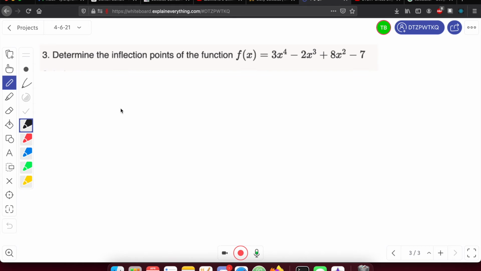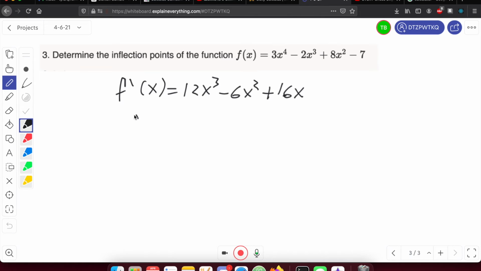Question 3. Determine the inflection points of the function f of x equals 3x to the fourth minus 2x cubed plus 8x squared minus 7. So I'll tell you right away, this is kind of a trick question, but we'll go through it anyway to show you how you would figure something like this out. The inflection points come from the second derivative of the function. So let's take the first derivative. We'll just use the power rule on all of these terms. So we get 12x cubed minus 6x squared plus 16x.